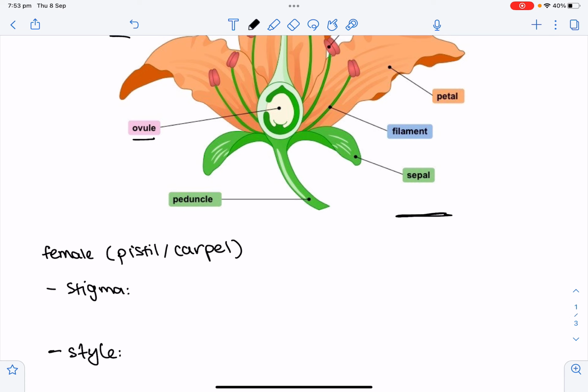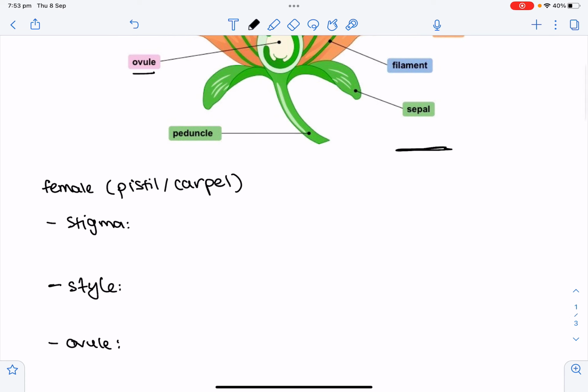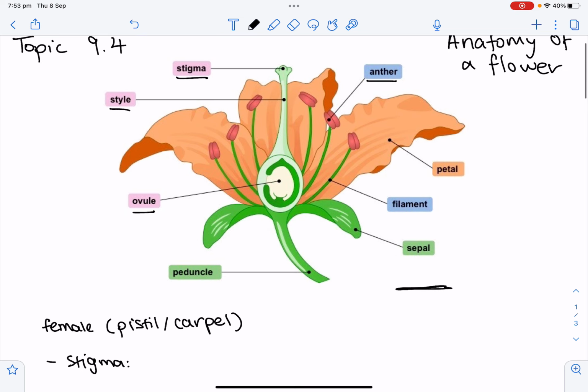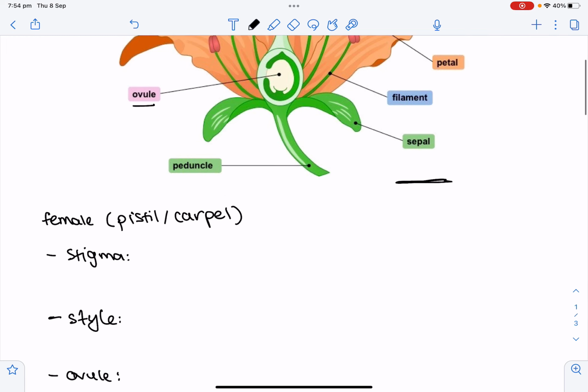The female reproductive structures include the stigma, the style, and the ovule. So the function of the stigma is basically to catch the pollen. As a result, it is generally sticky and also hangs outside of the flower, as you can see here, making it easier to access for insects and pollinators. Let me just write that down.